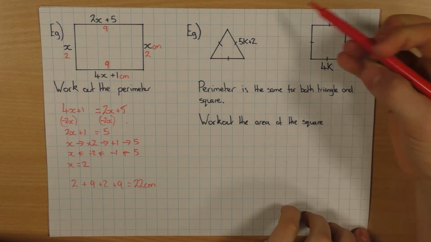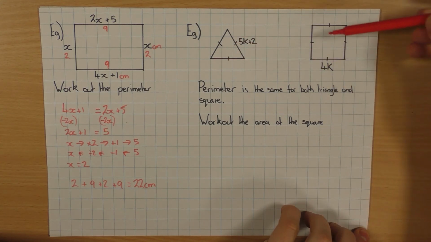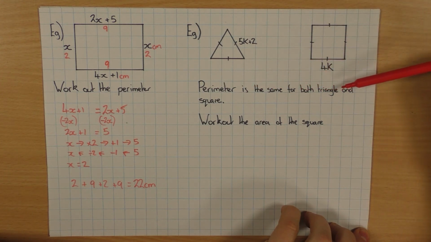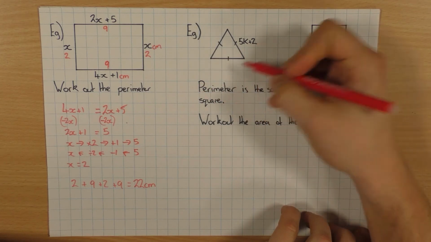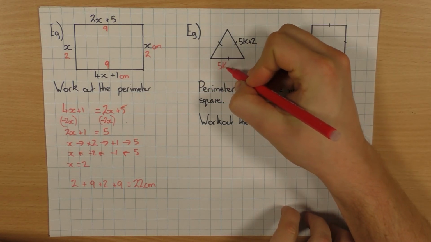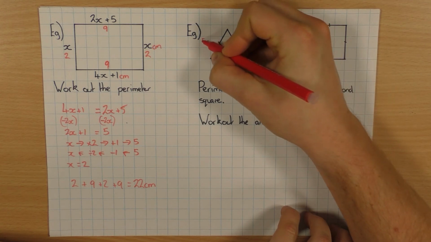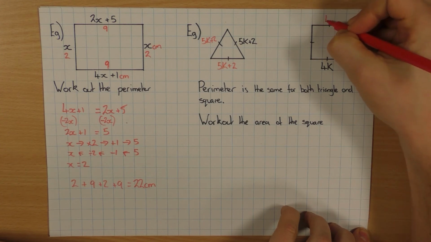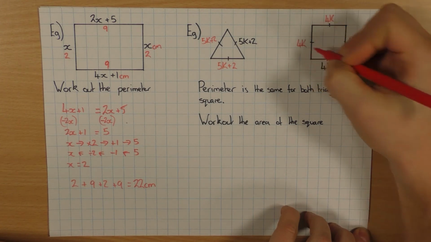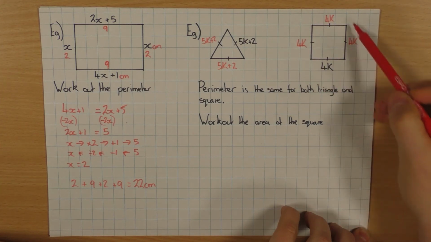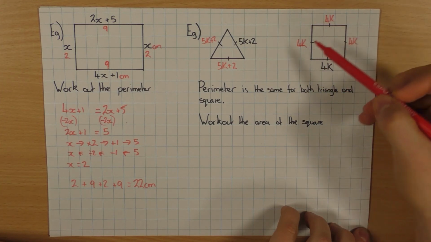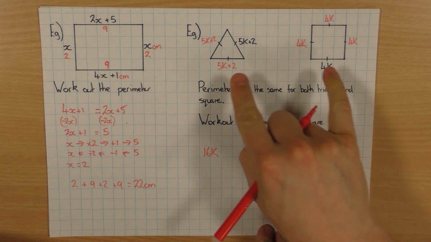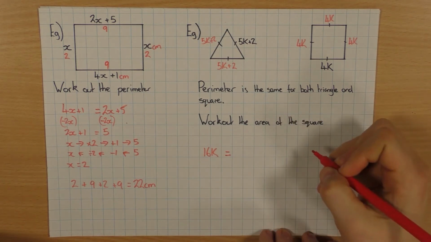And the last example. Here we have an equilateral triangle and we have a square, and we're told the perimeter is the same for both the triangle and the square. So the first thing to do is work out the perimeter of each one of these. Because it's an equilateral triangle, all of the sides are going to be the same. And because it's a square, all the sides are going to be the same. So if I work out the perimeter of the square, 4k plus 4k plus 4k plus 4k will give me 16k.